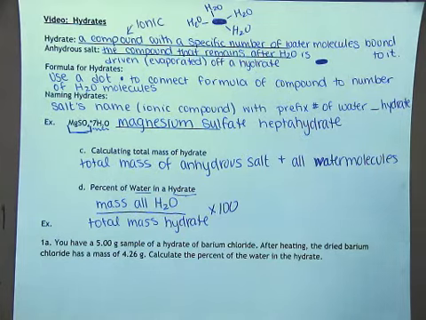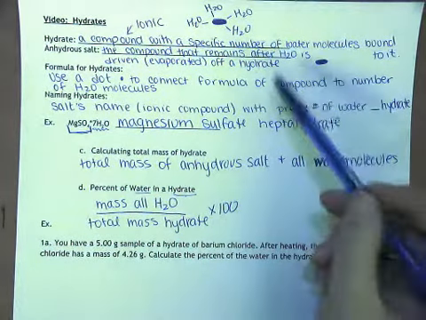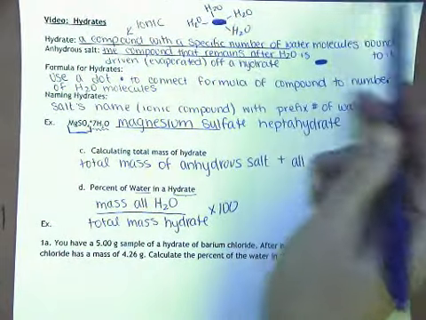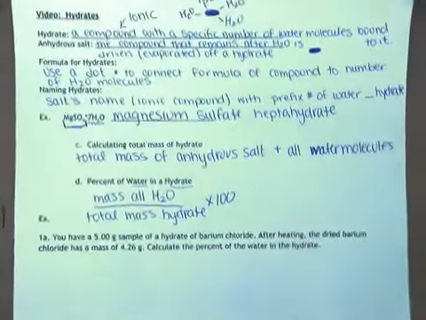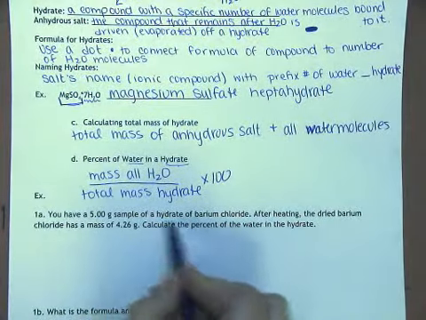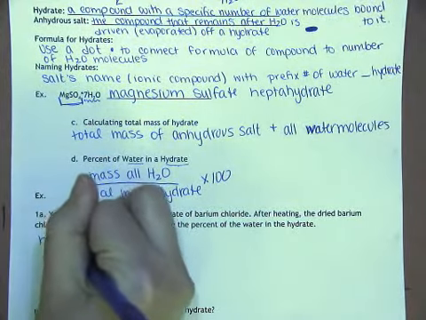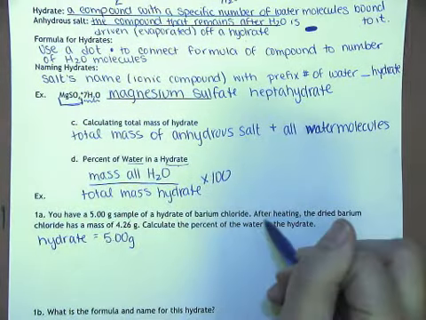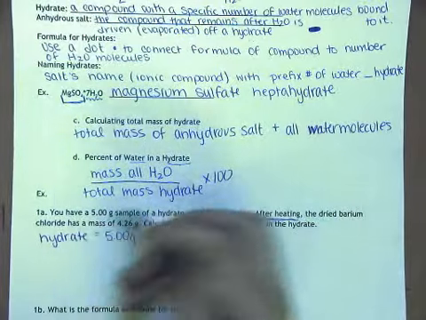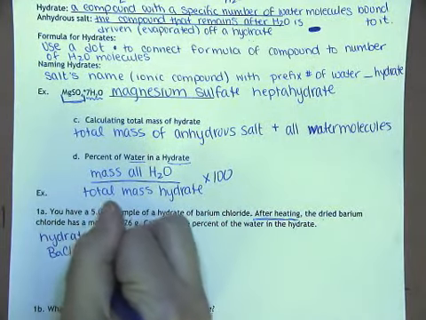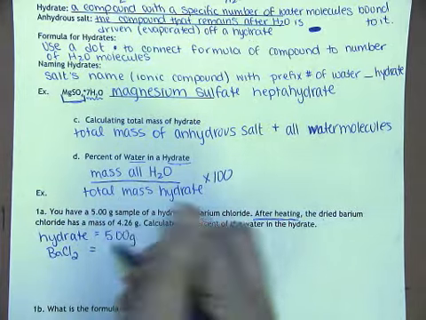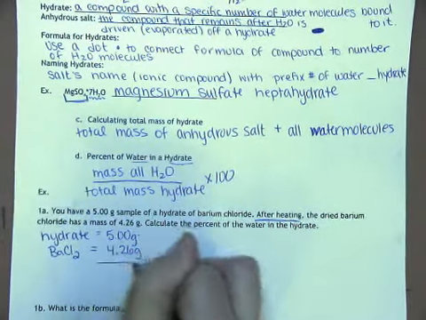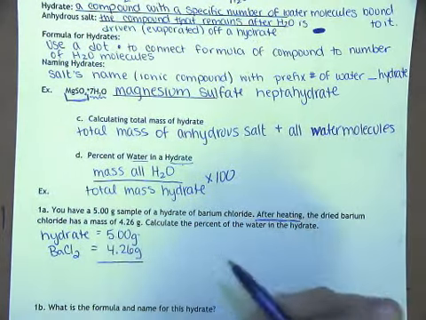Now these problems are usually done in the lab, and so you get lab data where we start with our hydrate and then we evaporate off the water molecules, and then what's left is our anhydrous salt. So if we look at our example problem, we have a 5-gram sample of a hydrate. First I write that my hydrate has a mass of 5.00 grams. After heating, the dried barium chloride, with no water molecules, has a mass of 4.26 grams. The difference in these two is the amount of water that left my hydrate.